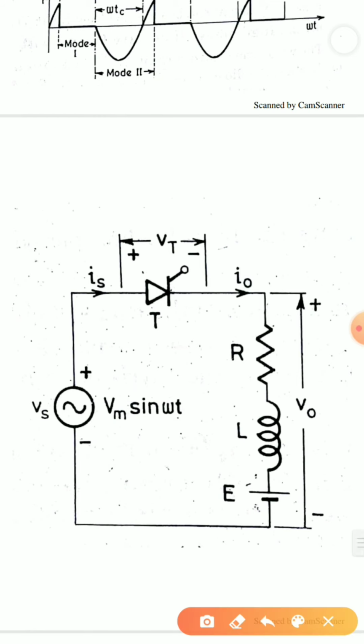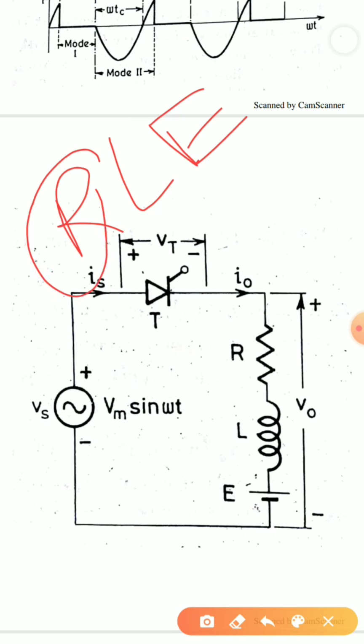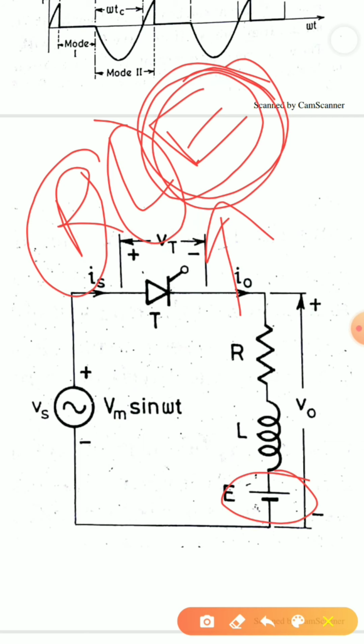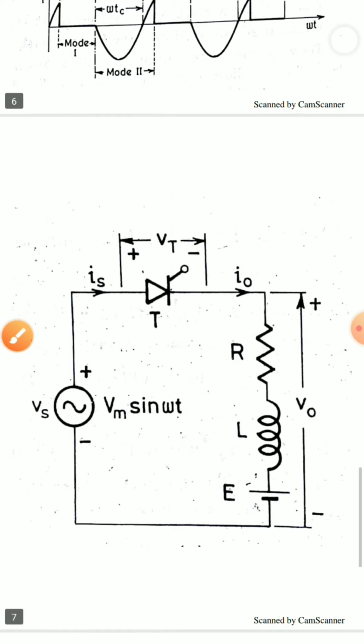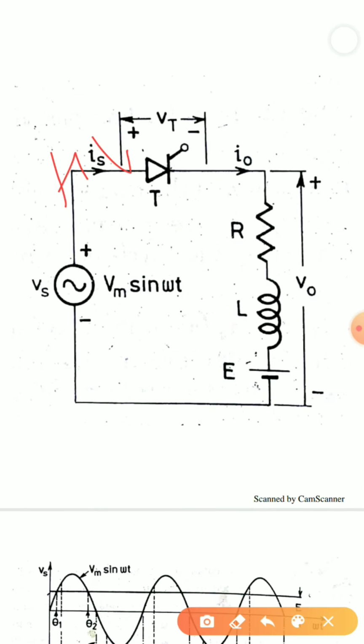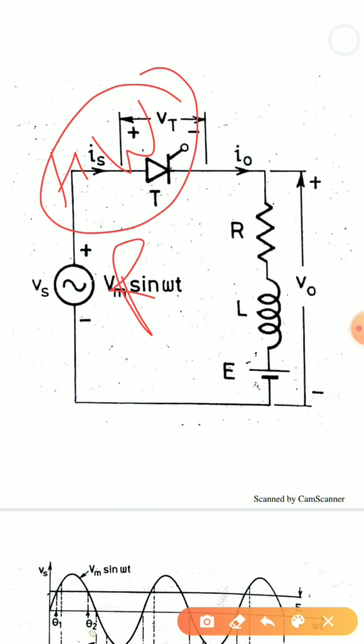The next type of load that we have for half wave converters is the RLE load. R is my resistive component, L is my inductive component, and E is, for example, if I am using a DC motor, a back EMF that will be generated. This back EMF is represented in the form of E, a battery E connected across the load. Now let us consider how the single phase half wave converter will work with RLE load.